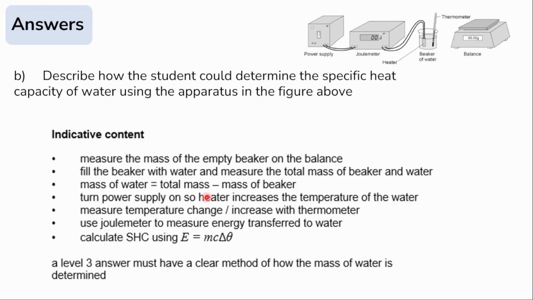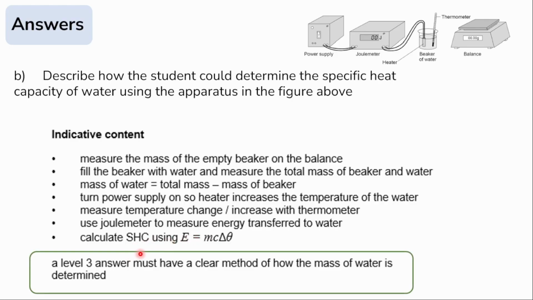Note you have to take the initial or the starting temperature of the water. And then you take the final temperature, and then you can calculate the temperature change. You measure the energy transferred with the joule meter, and then you substitute into the equation to find the specific heat capacity. Like I said earlier, a level 3 answer must have a clear method of how to determine the mass of the water.